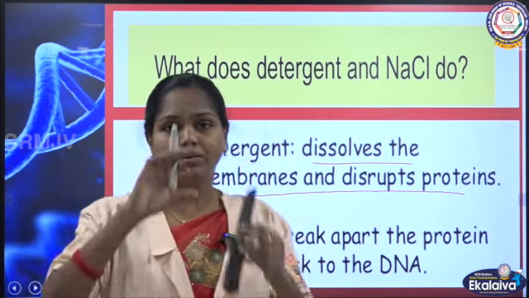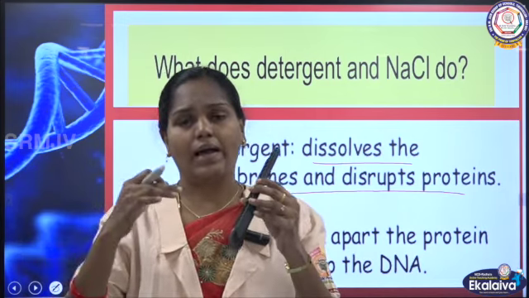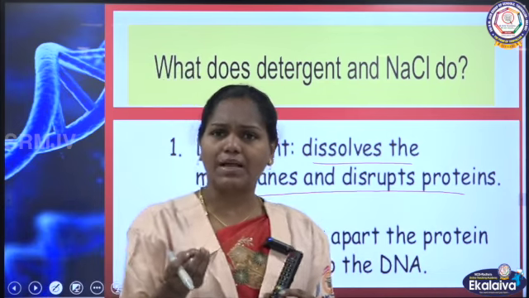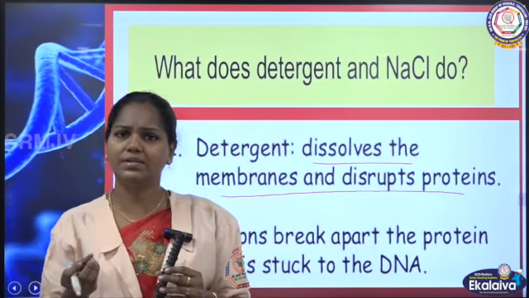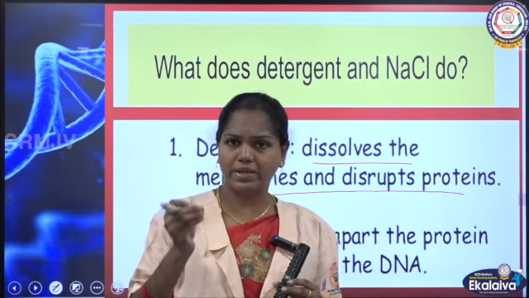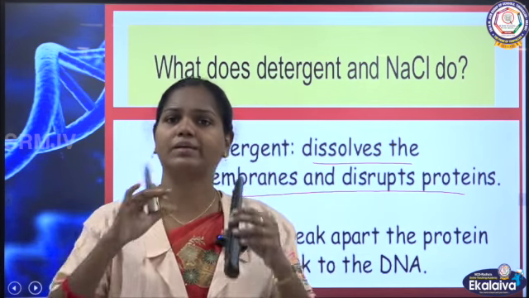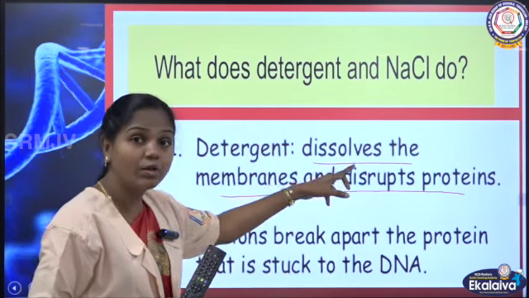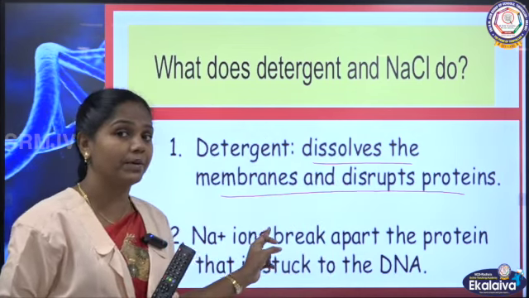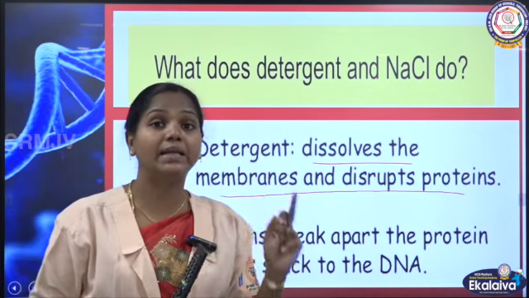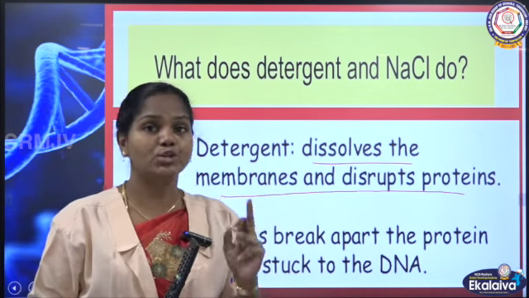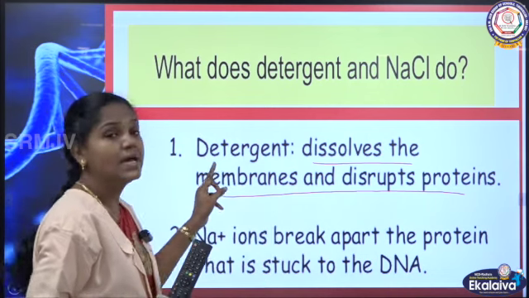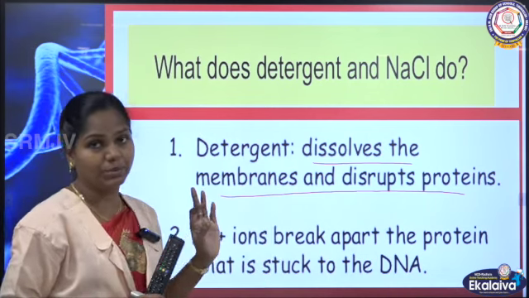Detergent will also have enzymes. You can see some colored particles in our detergent, and those are actually enzymes, with the help of which the cell will be lysed. These detergents also dissolve the cell membrane. The cell membrane is made up of a bilipid layer, and it is not so easy to dissolve it. For that purpose we are using this detergent, and it also disrupts the proteins.